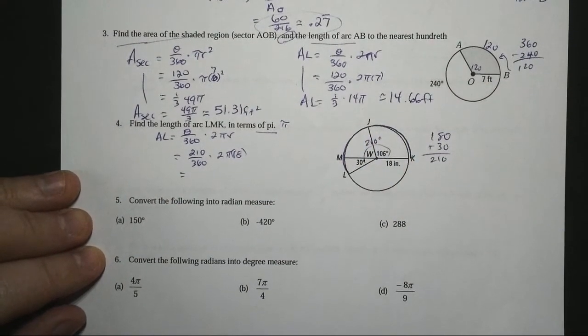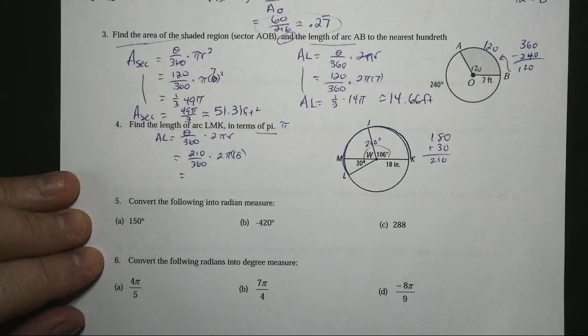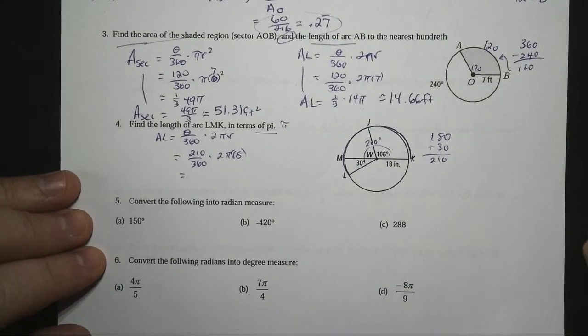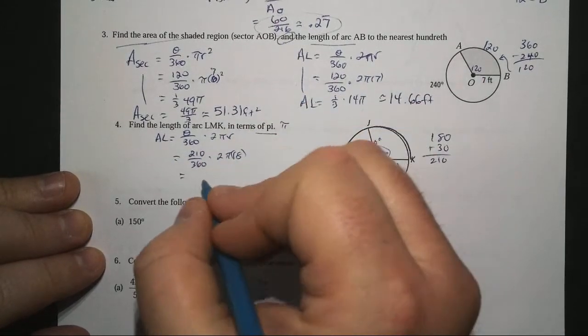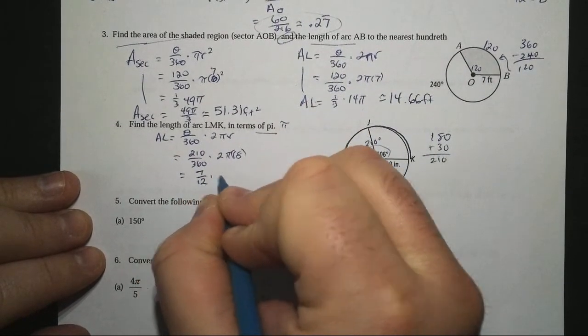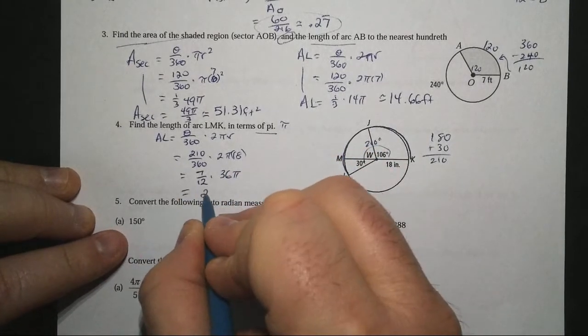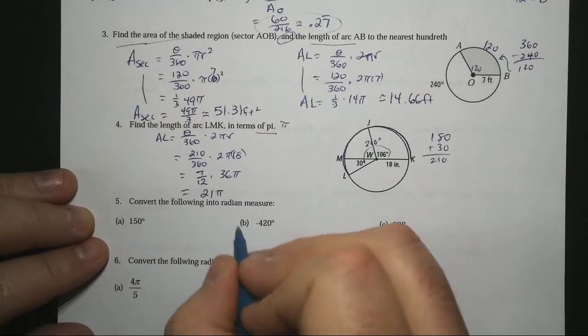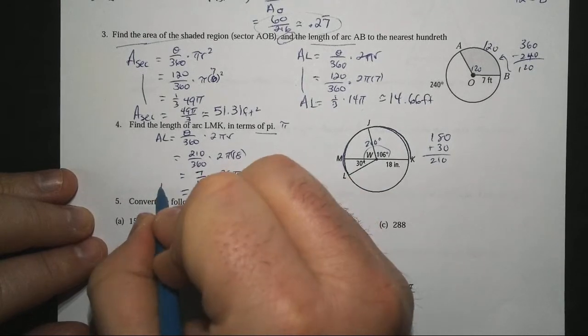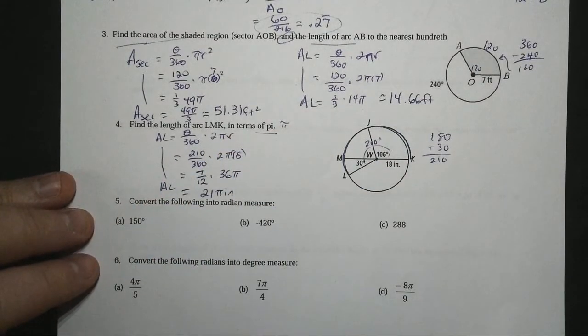So we can reduce 210 over 360. You can also just type that whole thing in your calculator. Okay, that's up to you. This is going to be 7 over 12, and this is times 36 pi. This is going to reduce, and it's going to become 21 pi. And then this is inches, and that's the length of the arc.